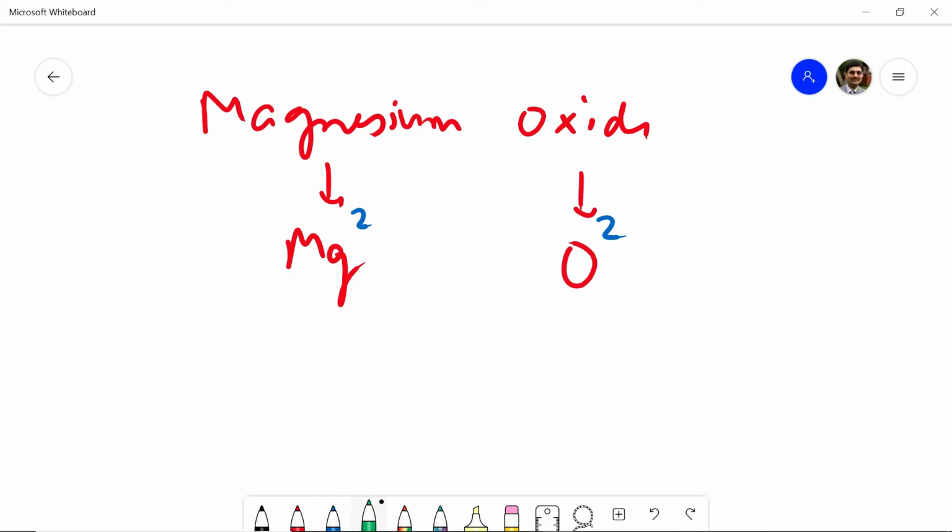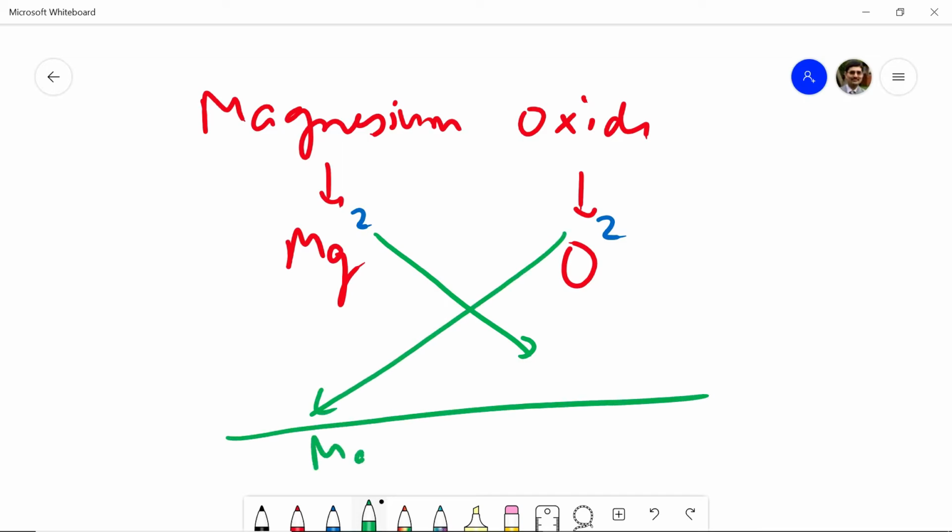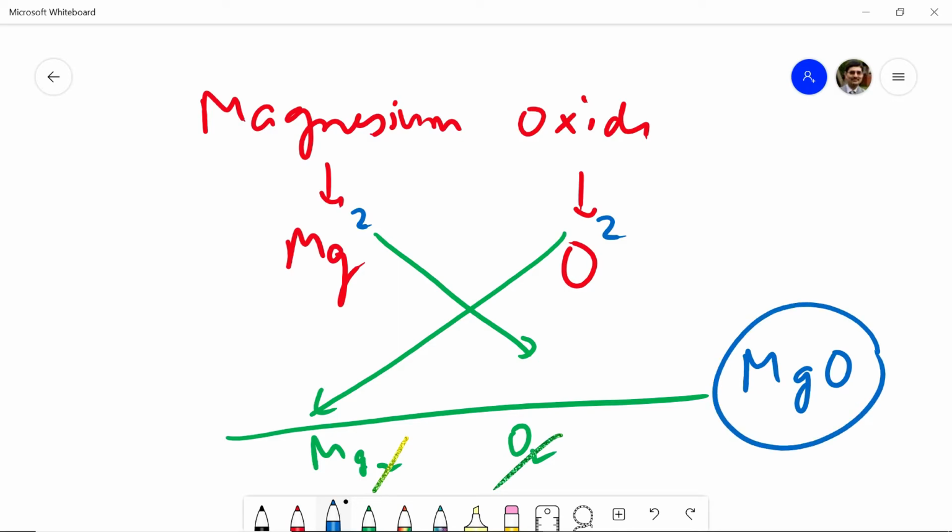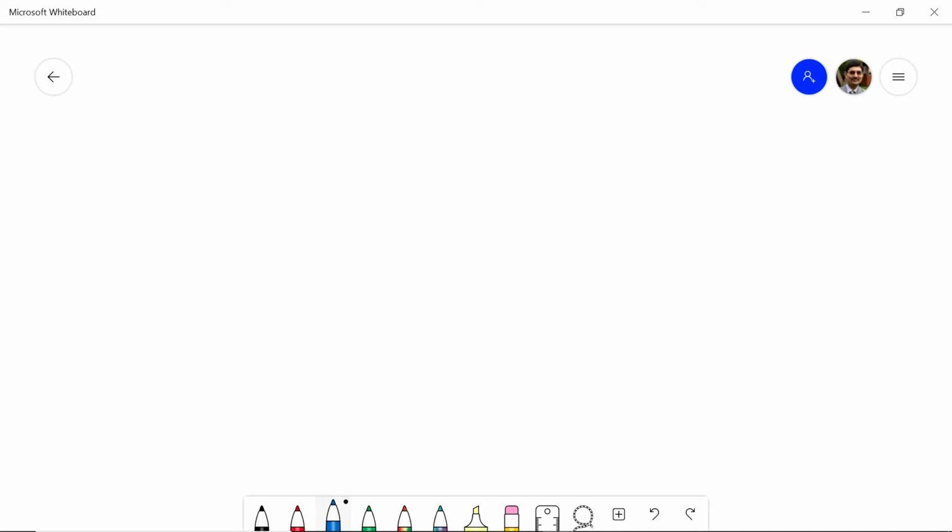So now third step is to crisscross these valencies. So we crisscross that, and then magnesium is 2 and oxygen is 2. Because these numbers are similar, we cancel them. That means the formula for magnesium oxide is MgO. So I hope you understand this. We will take some more examples.